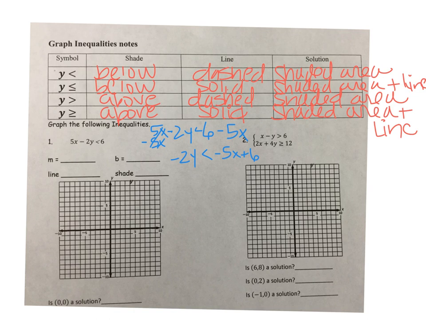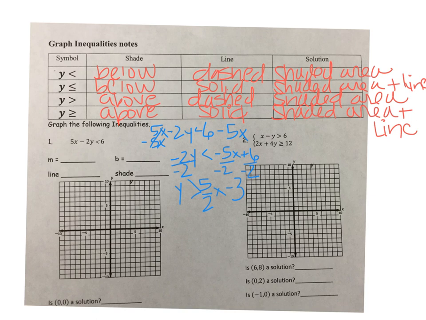Okay, well, we're going to have to divide by a negative 2. When you divide by a negative or multiply by a negative on an inequality, you have to flip that sign around. So I have y still here, but my symbol is now going to be greater than. Okay, and so negative 5 divided by negative 2 will become positive because a negative divided by a negative is a positive. So leave that there. 6 divided by negative 2 is a negative 3.